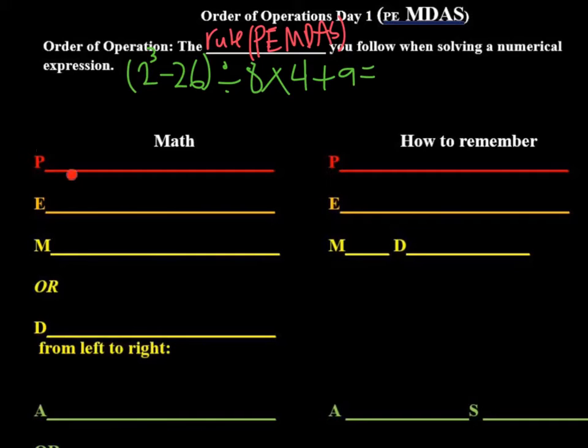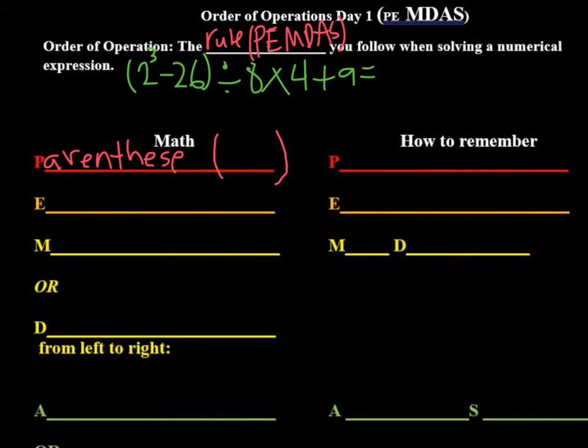The P in PEMDAS stands for parentheses. So let me spell that. P-A-R-E-N-T-H-E-S-E-S. And the parentheses, remember, are those brackets that look like this in an equation. Alright, let's go down to the E. We'll talk about the right side a little later. Right now, let's just look at the math side.